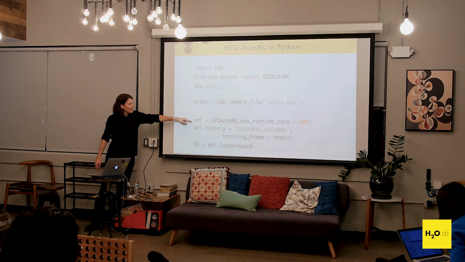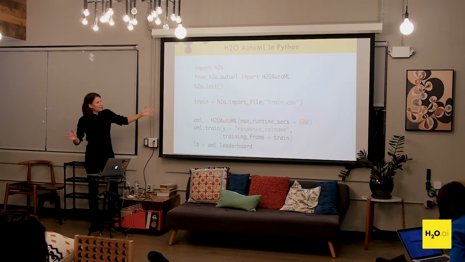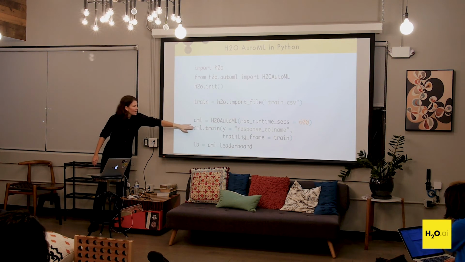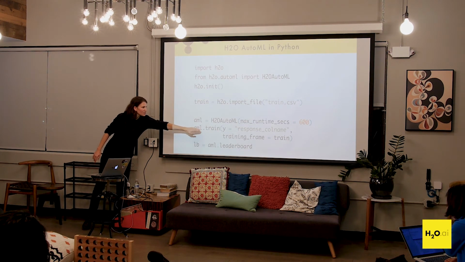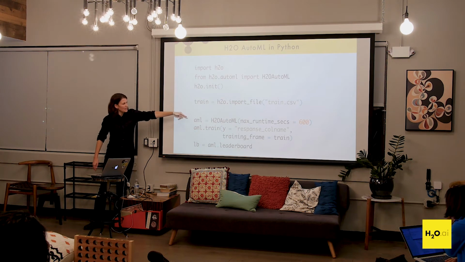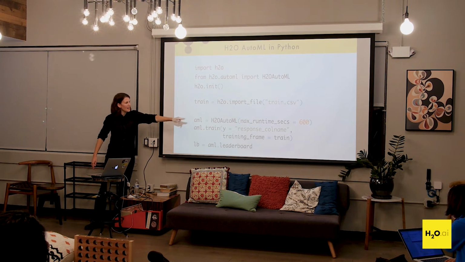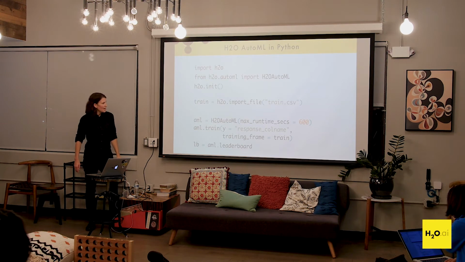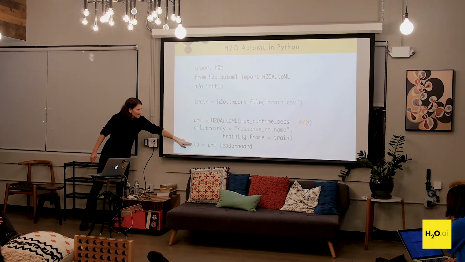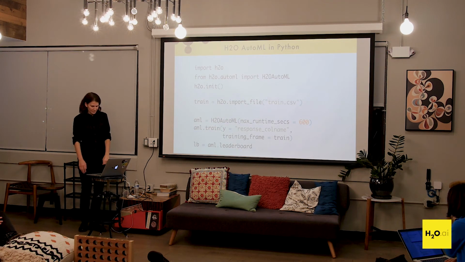So you make an AutoML object, and the only thing you would tell the object is something about the run. So do 10 minutes or 600 seconds, and then you train. And when you train, that's when you tell it what to train on. It's that training set, and that column is your response. And then to look at the leaderboard at the end, it's stored there.